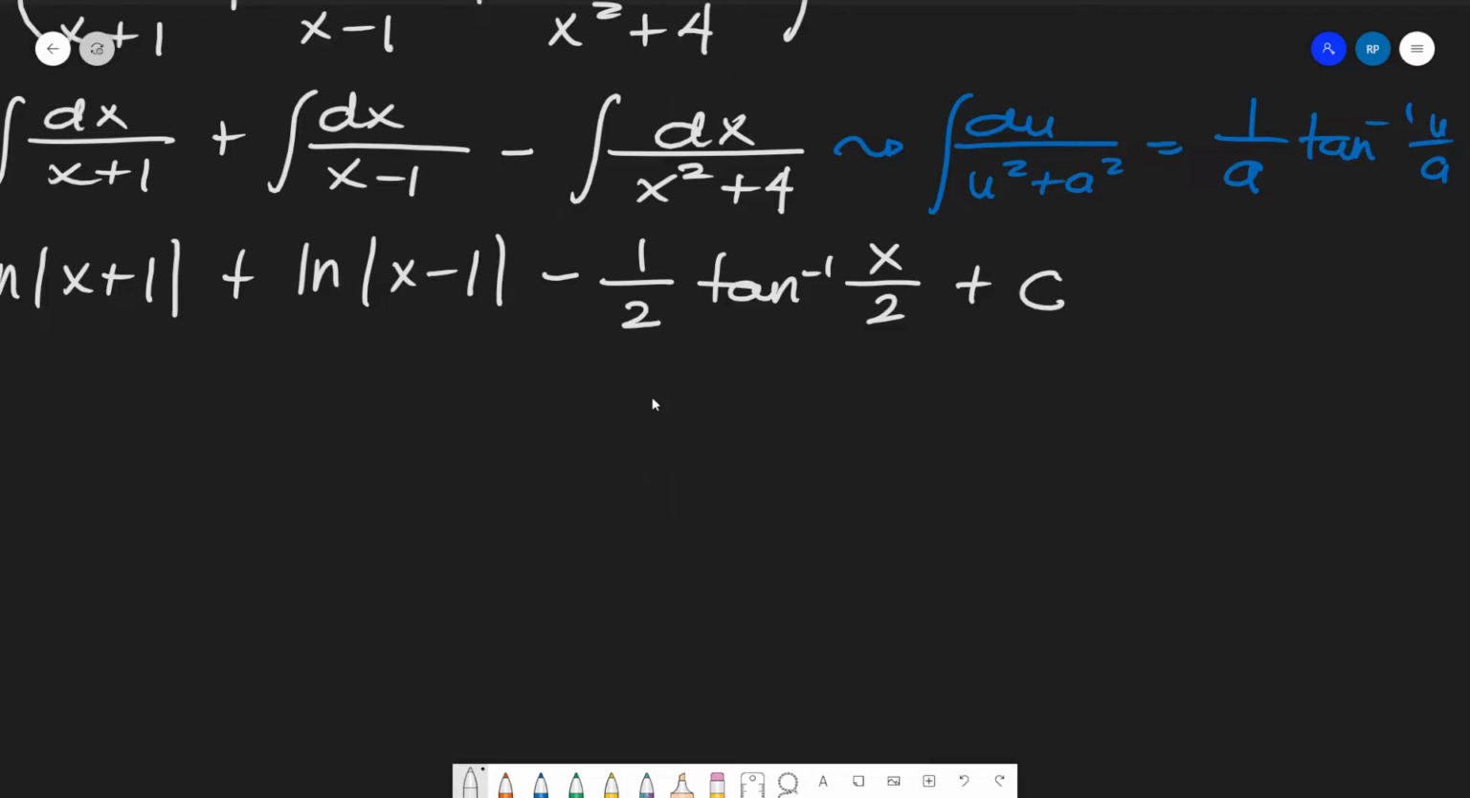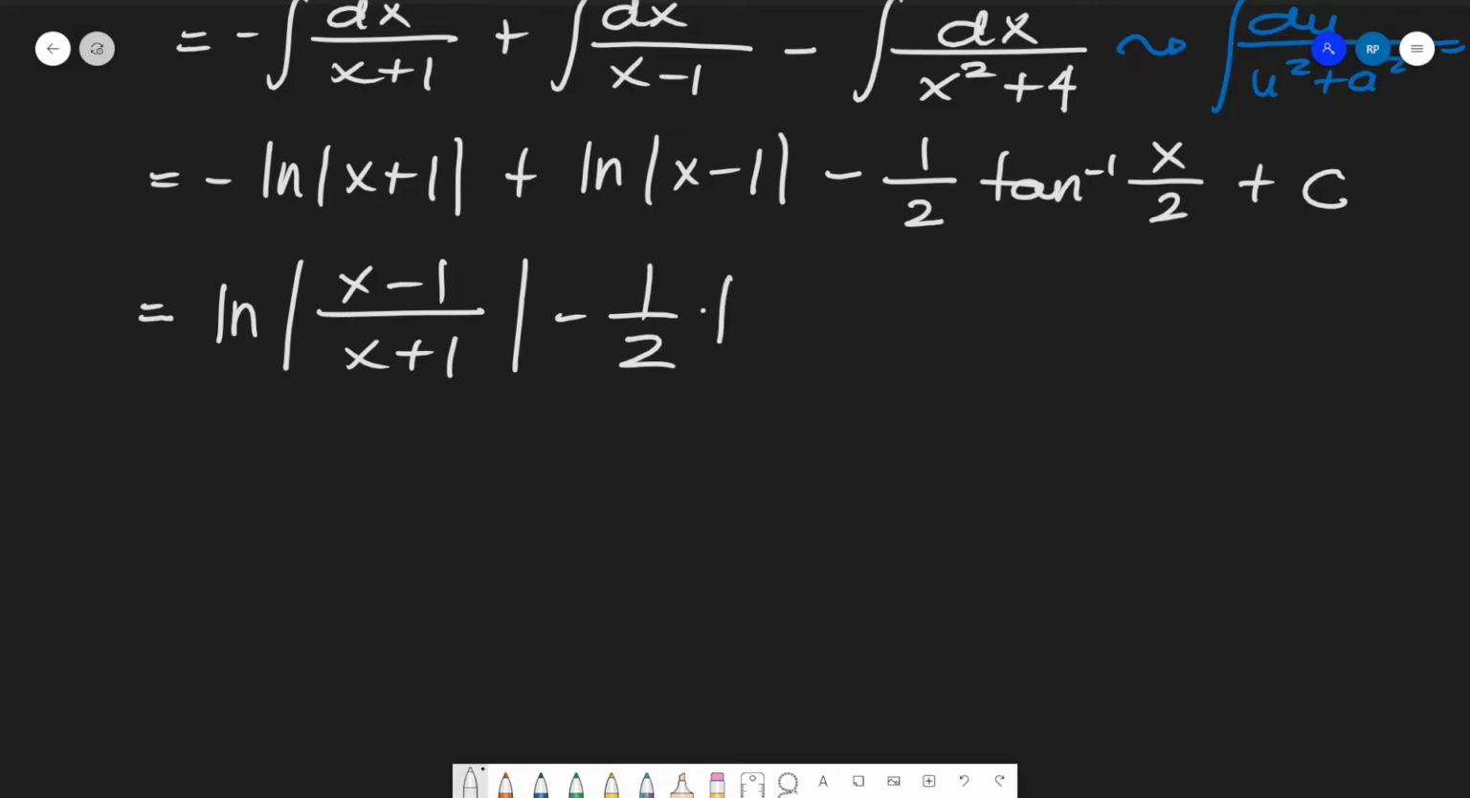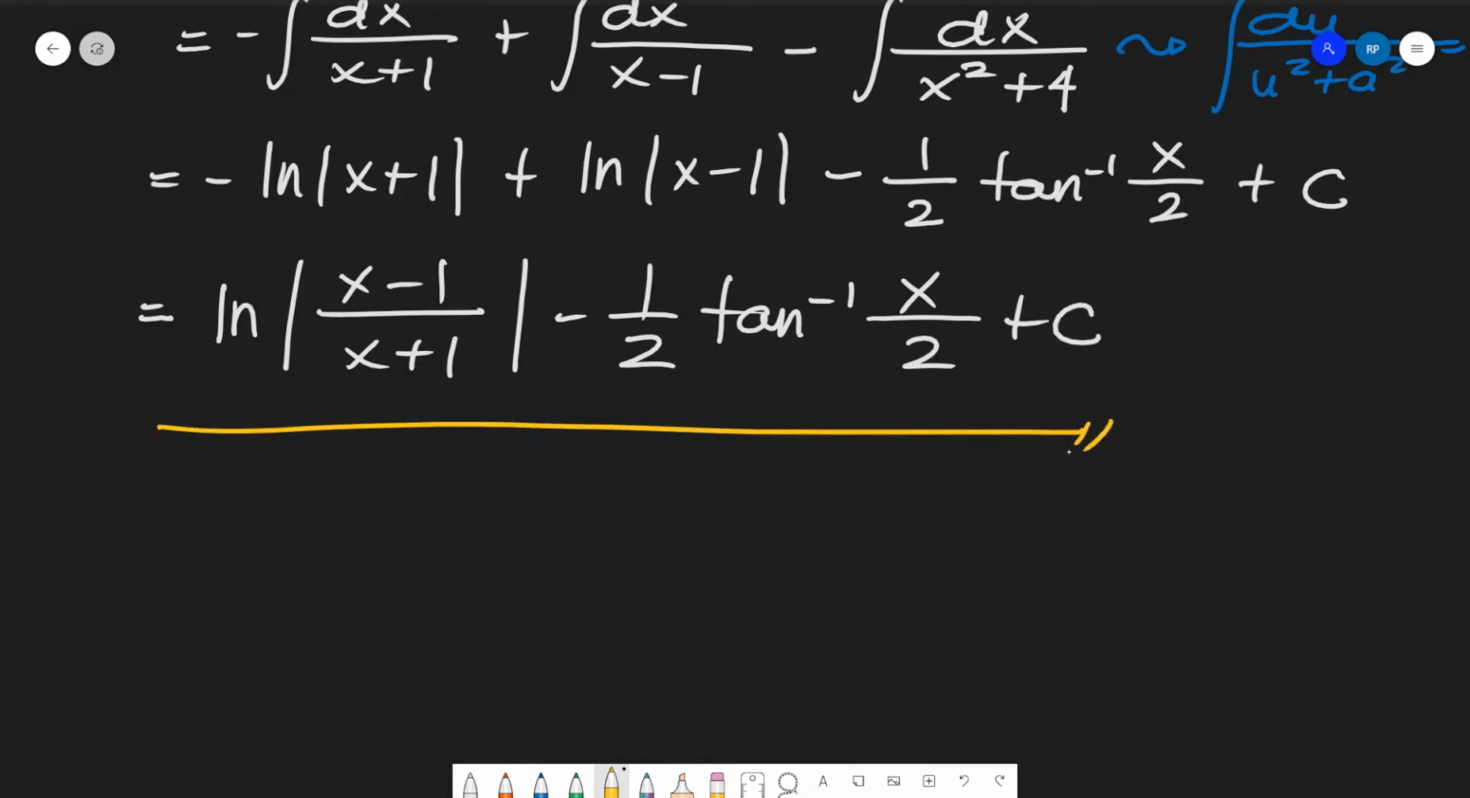Ayan. So combine na lang natin to. So we have here the natural logarithm of x minus 1 over x plus 1, then minus 1 half arctangent ng x over 2 plus c. This is our final answer. Okay, so that's for integration of partial fractions.